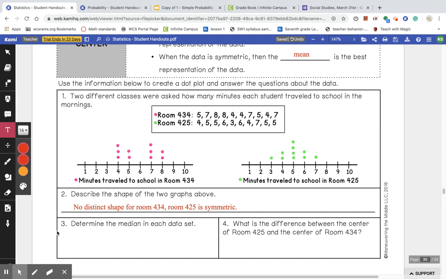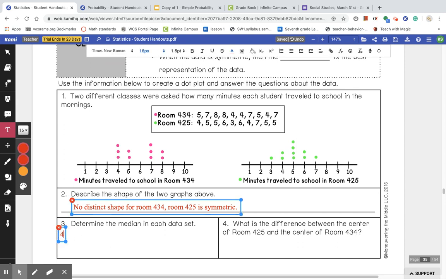All right, so I'm going to start with room 434. So these numbers are in order right now. So I'm going to find the median out of this room, but I have to list my numbers out. So since there's 3 dots above the 4, that means there's going to be 3 4s. So 1, 2, 3. All right, now I have 2 5s. So there's going to be 1, 2. All right, there's 3 dots above our 7, so there's going to be 3 7s. And then 2 dots above our 8, so 2 8s.